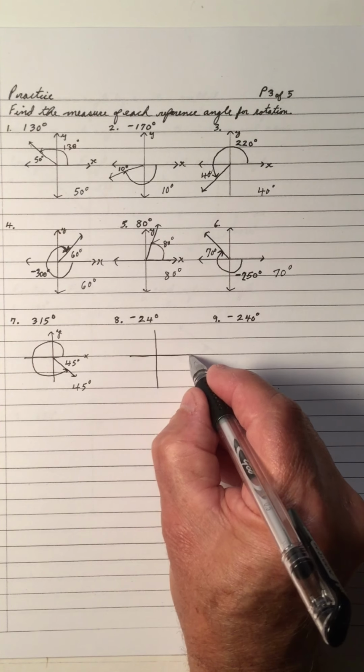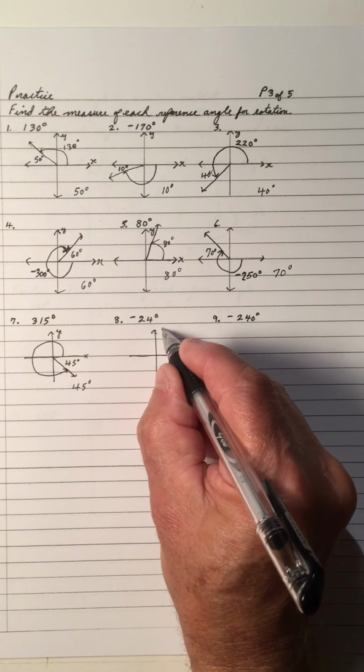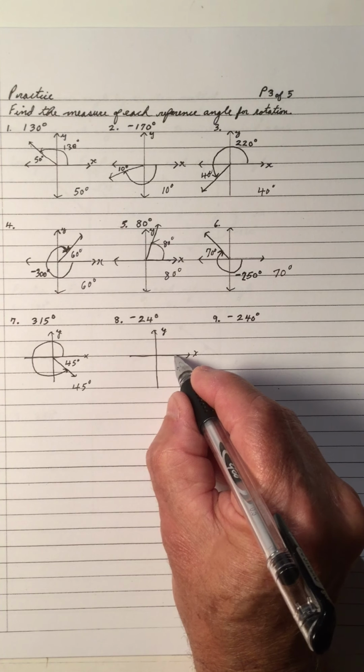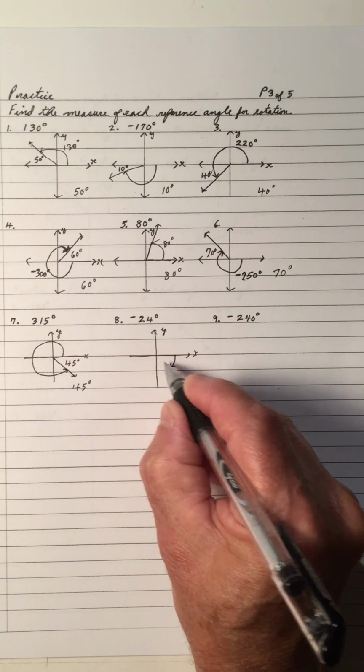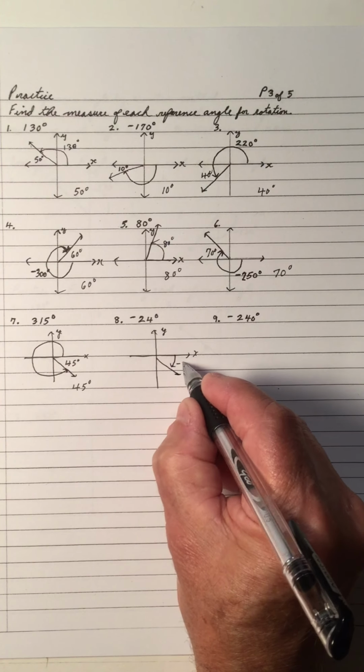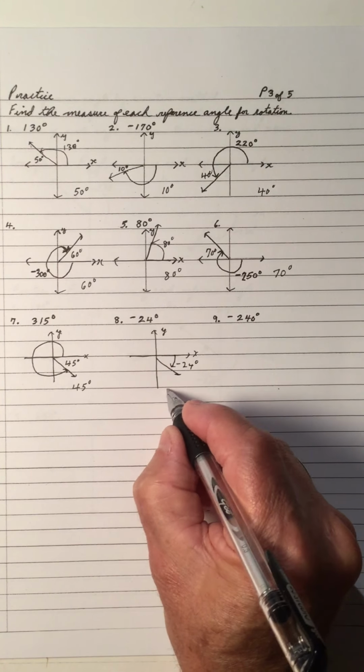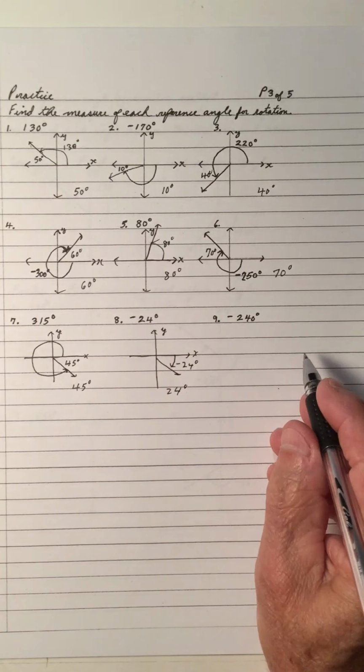Negative 24, x-axis, y-axis. Negative goes clockwise, so negative 24 is that way. So the reference angle is positive 24 degrees.